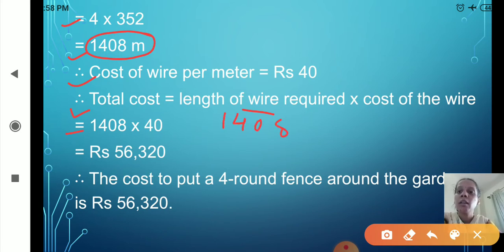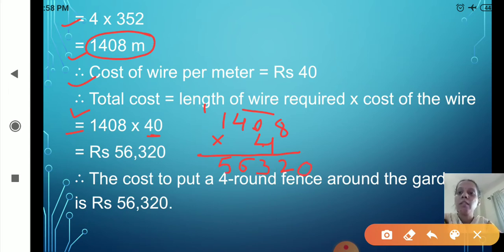1408 multiplied by, in place of 40 I am writing here 4. Once you get the answer, you will put a 0 there, because I am writing 4 here and here it is given 40. So we will add 0 in the answer. 4 8s are 32. We will write down 32 as it is. Then 4 4s are 16, 6 here, 1 carrying. 4 1s are 4 plus 1 is 5. And we will add the 0 here as we took 4.